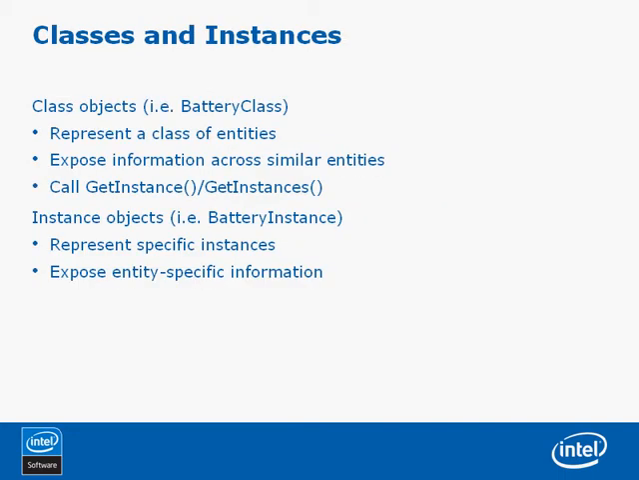The adaptation subsystem of the Mobile Platform SDK utilizes 2 types of objects to work with system devices. Class objects represent classes of instances. These expose information that pertains to a group of similar entities. Class objects expose methods to get a specific device instance or a collection of all instances. For example, from a battery class object it is possible to obtain 1 or more battery instance objects.